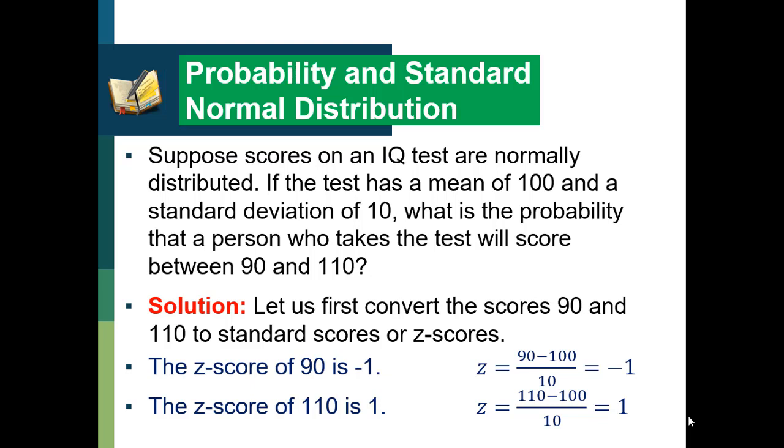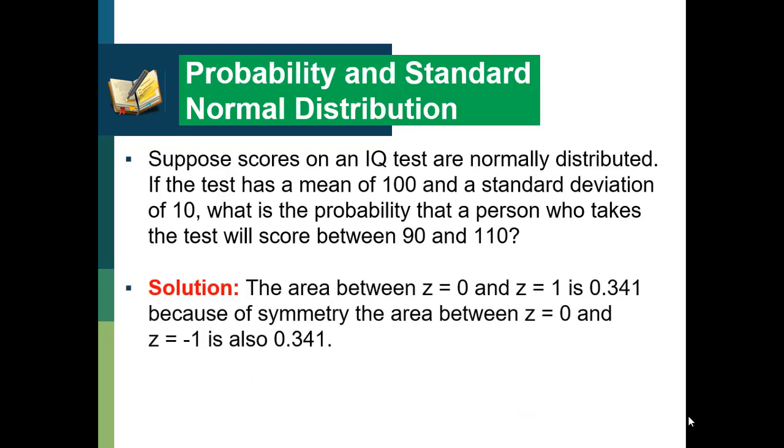So let's try to find out the area from 0 to 1 and 0 to negative 1 using the table in your hands right now. We know that the area from 0 to 1 is 0.341. Can you figure out this area in your table right now? Okay, and because of symmetry, z equal to 1 is just symmetric to z equal to negative 1 in a standard normal distribution. Hence, the area from z equal to 0 to z equal to negative 1 is also 0.341.